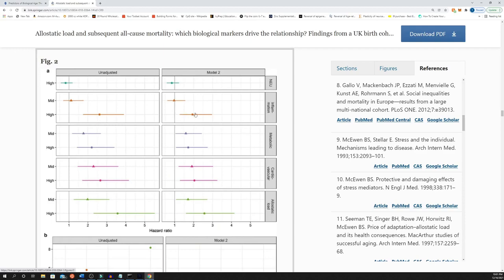So we want to see an icon that's on either side of this black line. If it's on the left, it's protective. If it's on the right, it's hazardous, whose 95% confidence interval line does not intersect the 1.